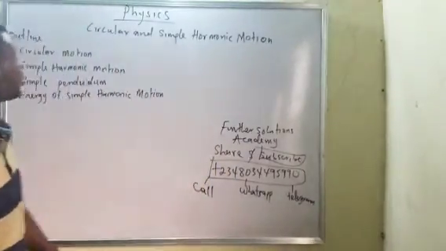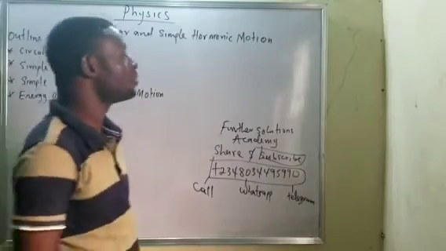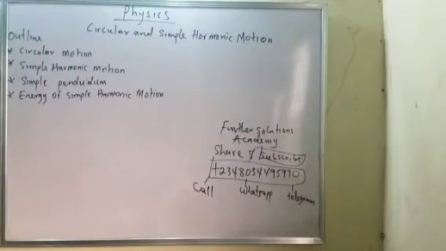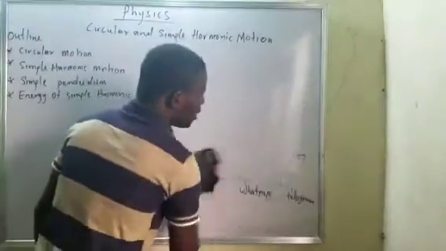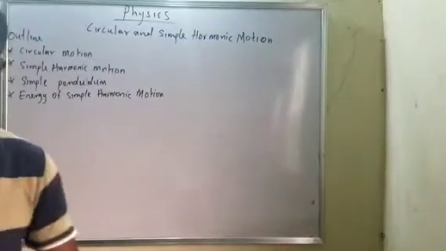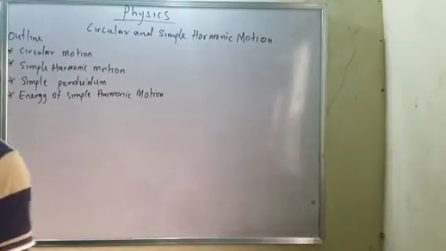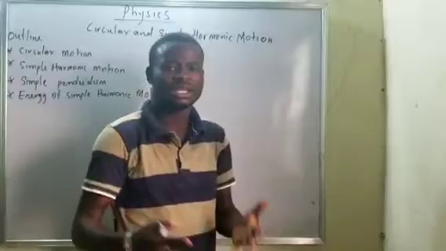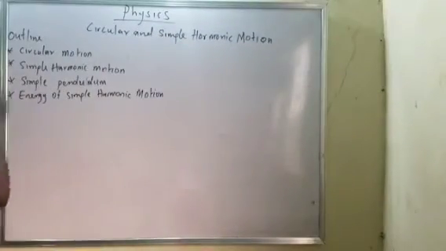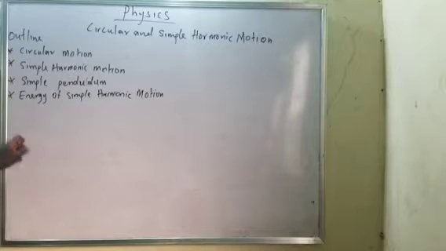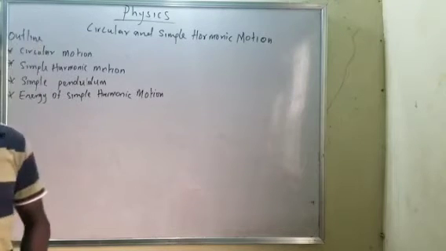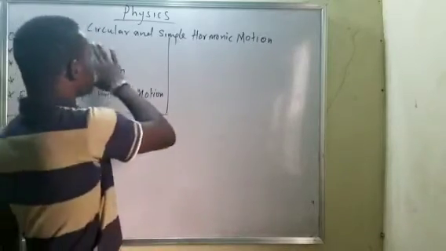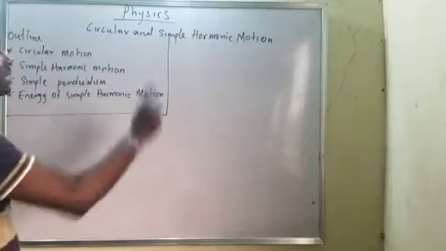Okay, I'll be working on circular and simple harmonic motion. It's a very lovely part of physics that you need to understand very well. Now, the outline of this video, each outline will take me a video of 30 minutes. The first one, I will start with circular motion, which is the introduction, definition and example, and then simple harmonic motion, simple pendulum, and energy of simple harmonic motion. By the end of this, you should understand what is called circular and simple harmonic motion.